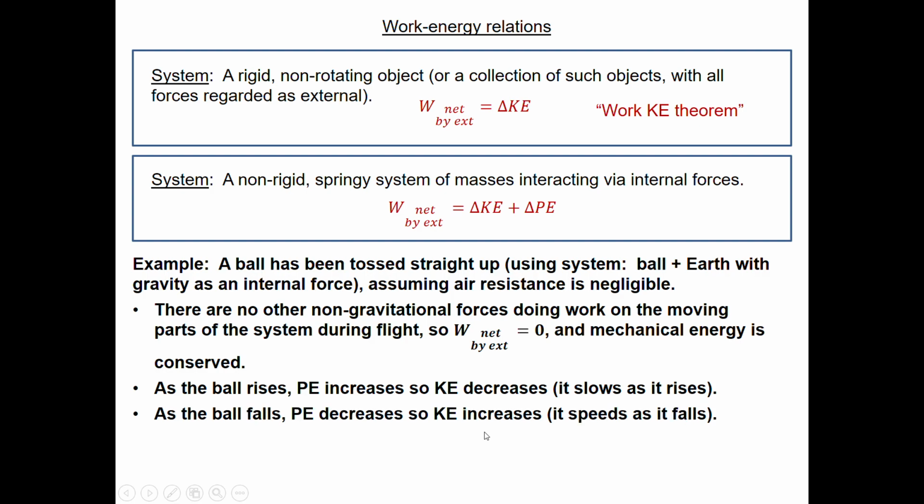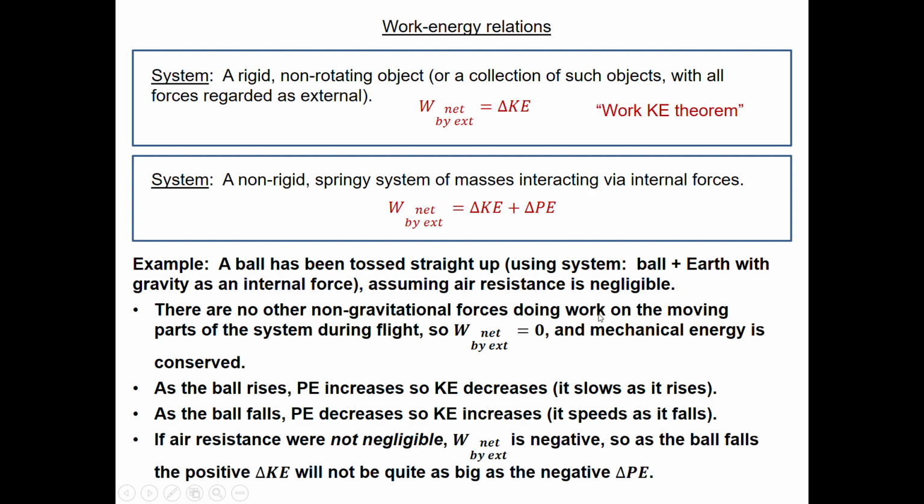Similarly, as the ball starts to come back down, the potential energy is decreasing. Remember, we increase potential energy as an object goes away from Earth. It decreases as it comes back to Earth, and therefore, if the potential energy goes down, the kinetic energy has to go up because the two changes have to add to 0 if the left-hand side is 0.